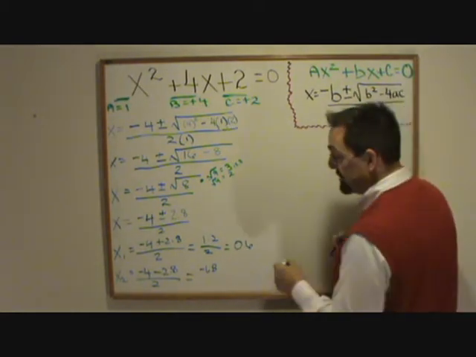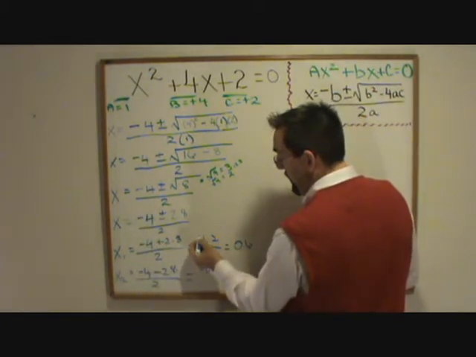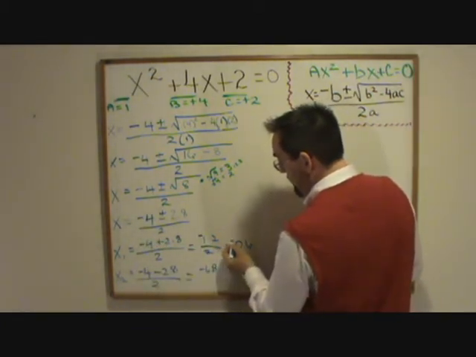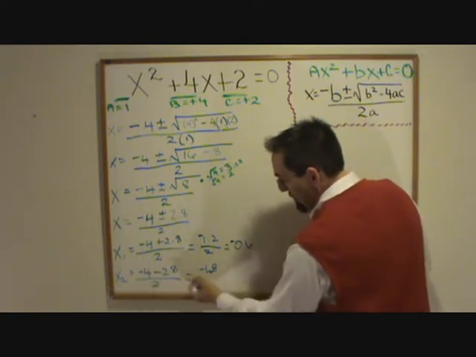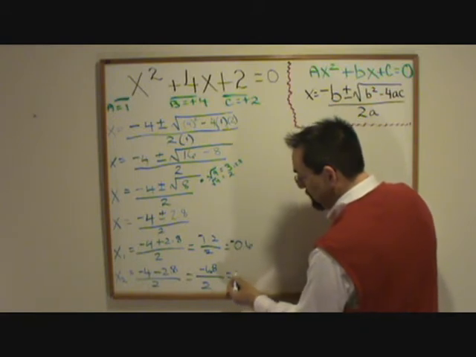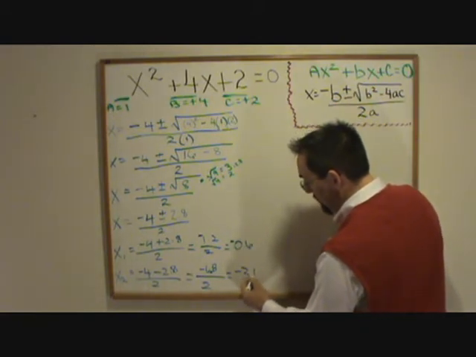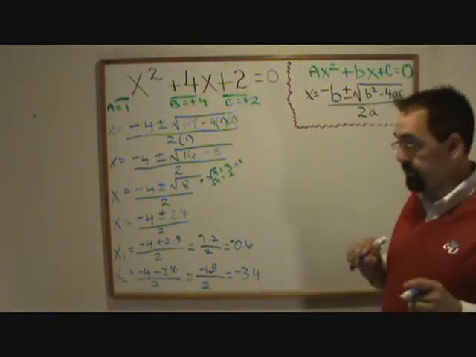The bottom one down here will be minus 6.8. Thank you. Good catch. See how easy it is to make a mistake? Minus 4 plus 2.8, that should be a minus in there. Yeah, I made a mistake there. Good catch. Minus 6.8 all over 2, which is equal to minus 3.4. So now we've found the zeros.